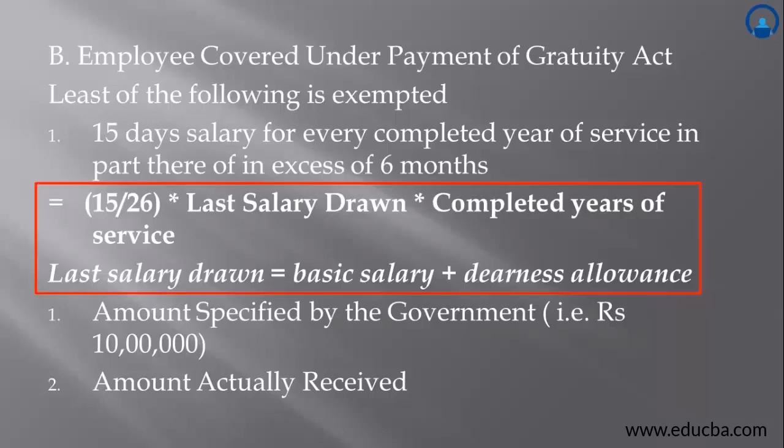So the calculation is as follows: 15 days salary, so we take 26 days as working days in a month, therefore 15 by 26 into last salary drawn. Last salary drawn is calculated as basic salary plus dearness allowance, into completed years of service, which was just mentioned. Anything in excess of 6 months will be considered as a full year. So for example, 10 years and 8 months will be considered as 11 years. So that is the first condition, which says 15 days salary for every completed year of service, or part thereof in excess of 6 months. The second condition says amount specified by the government, which is rupees 10 lakh.